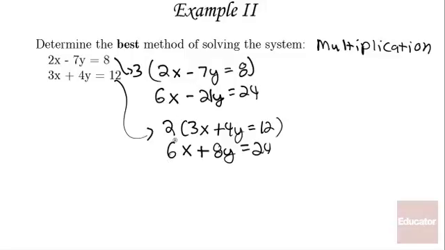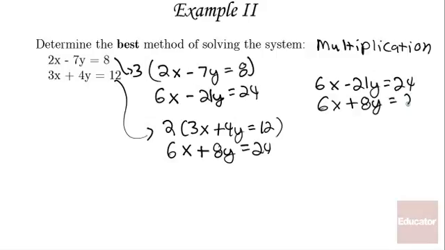Now that I have these two equations, I put them one above the other. I see that I can use subtraction. When I subtract, the x variable is going to drop out. And once that variable drops out, I'm going to have a single equation with a single unknown, and I can solve for y. Once I've solved for y, I can substitute that value back in to solve for x.